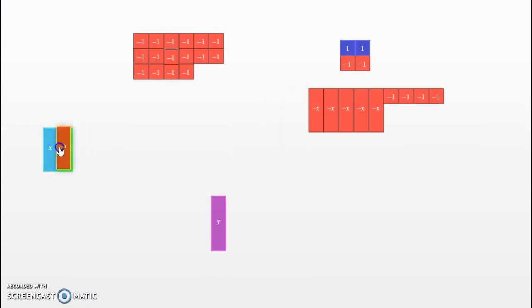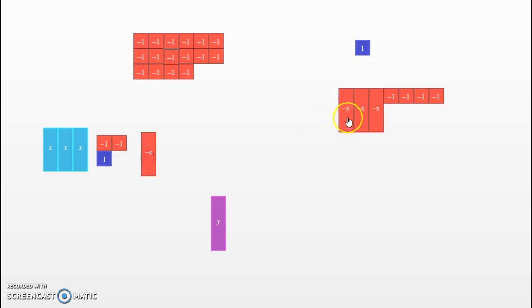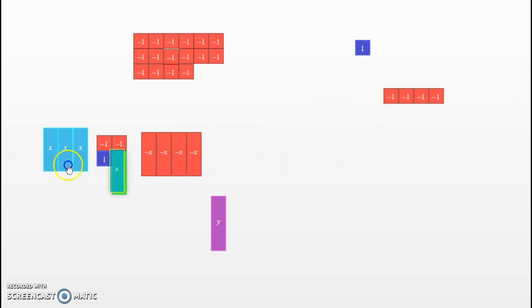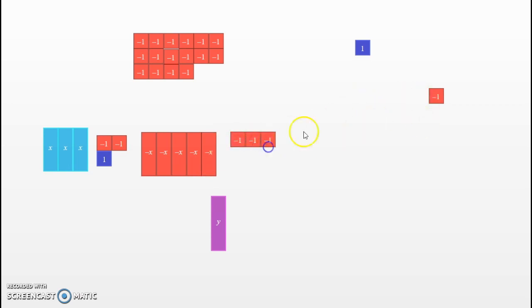Okay, so our next one is 3x. So we're just going to start over. 3x minus 2 plus 1 minus 5x. 4, we need another negative x. Minus 5x minus 7. 1, 2, 3, 4, 5, 6, 7. Plus x, so plus a regular x.